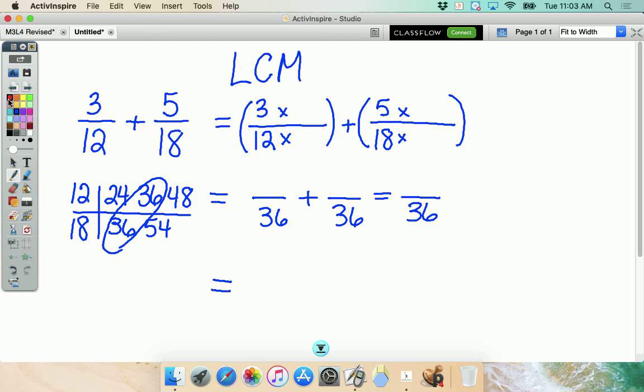Okay? And then I've got to do some thinking. Can you think? Okay, 12 times what equals 36? I'm going to point with my pen. 12 times what equals 36? Well, I can just count over. What is it? 3.